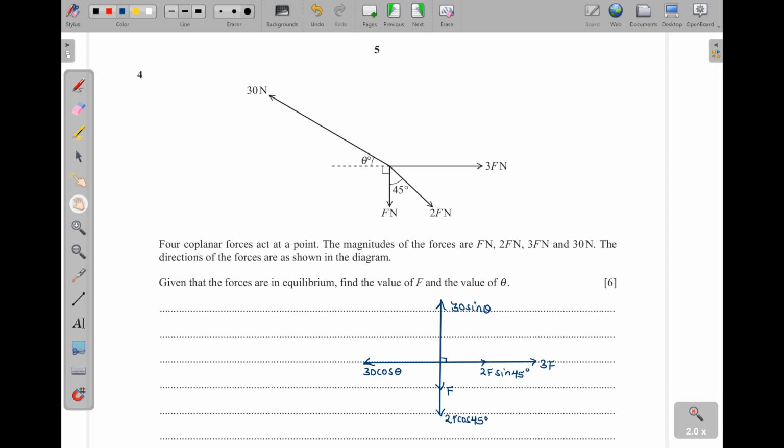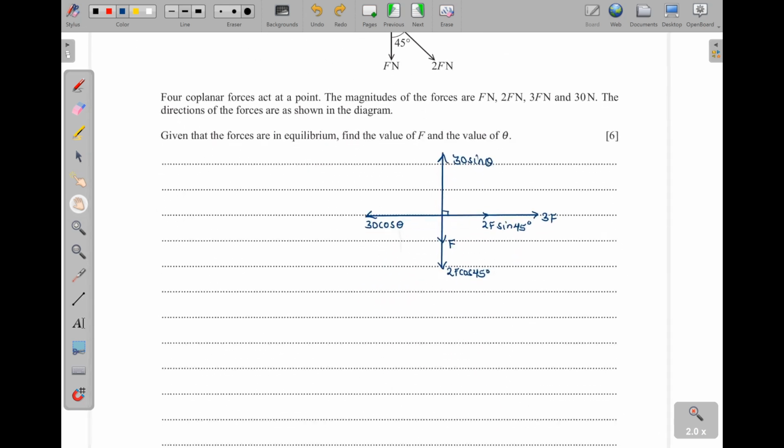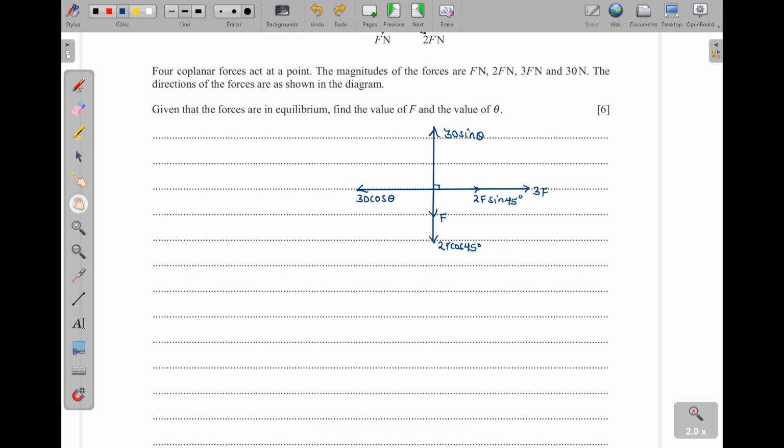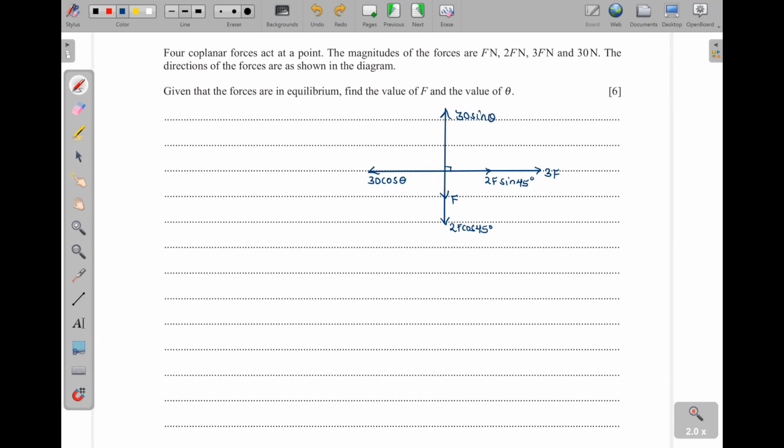And they say that the forces are in equilibrium. If the forces are in equilibrium, that means the net force in the y direction is 0, and also the resultant in the x is also 0. Okay? So let's look at resolving the forces horizontally. So horizontally, the 2F sine 45, then plus 3F, is equal to 30 cosine of theta. This one here is equal to this, because when you subtract them, it goes.